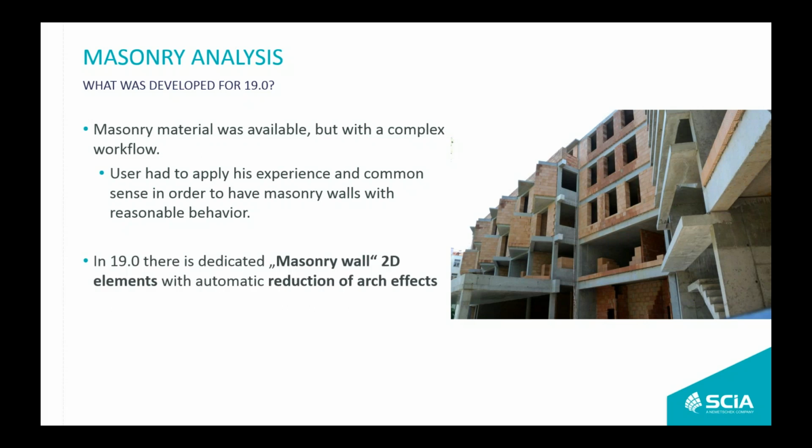In 19.0, a dedicated masonry wall element is introduced, with automatic reduction of arching effects, and we have also increased the nonlinear capabilities of contacts on edges of wall elements, which are now able to be set as well. In the case of masonry, the most useful is the nonlinear behavior press only.